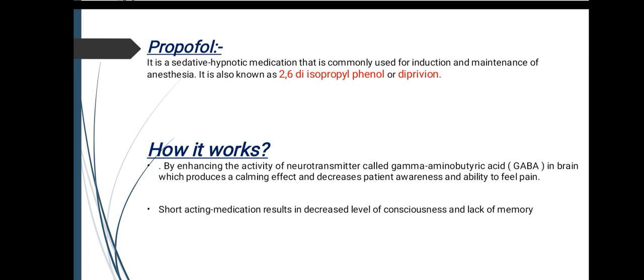Propofol, how does it work? By enhancing the activity of the neurotransmitter gamma-aminobutyric acid, GABA, in the brain, which produces a calming effect and decreases patient awareness and ability to feel pain. It is a short-acting medication that results in a decreased level of consciousness and lack of memory.